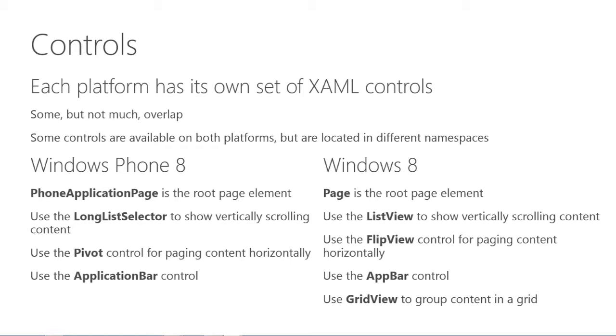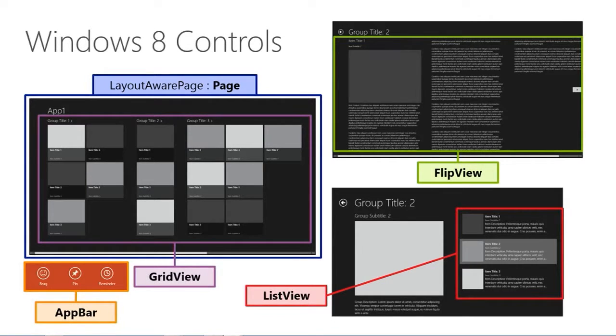You also have the pivot control for paging content horizontally or for tabbing of content. In Windows 8, you have the flip view for paging of content horizontally. Windows Phone 8 has the application bar control. Windows 8 has the app bar control. And then Windows 8 also has a grid view to group content in a grid on the display in the layout.